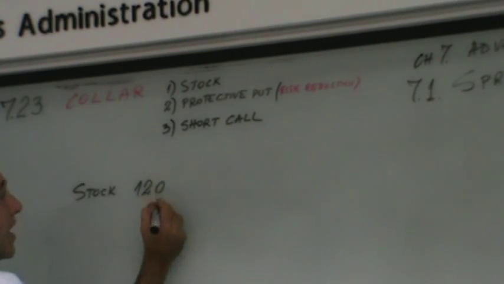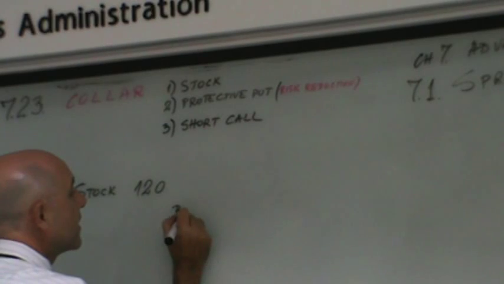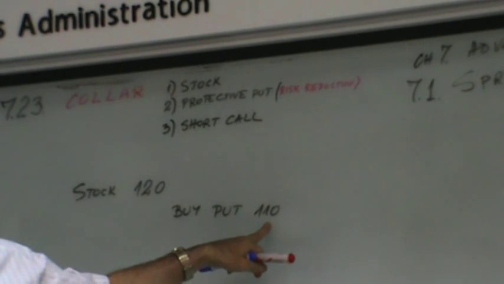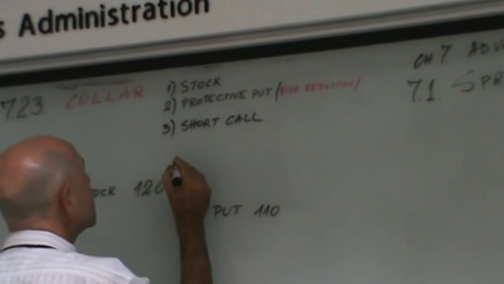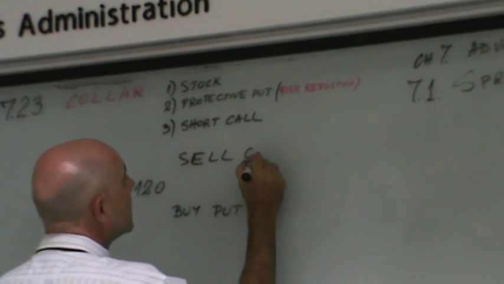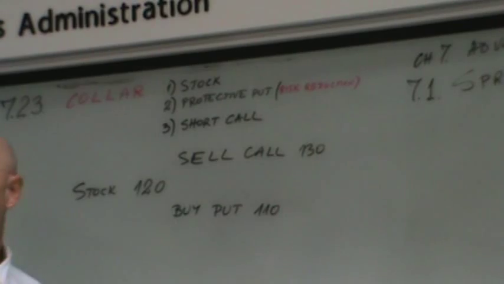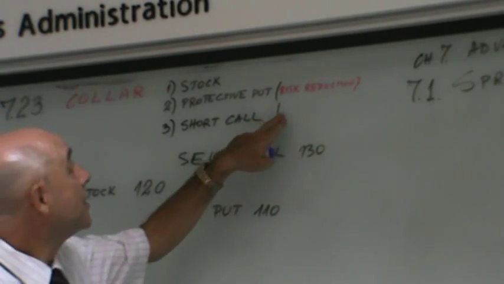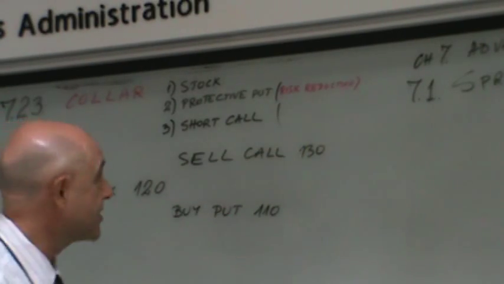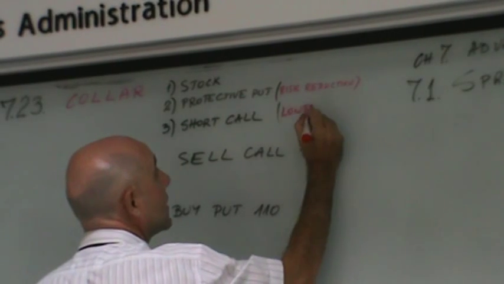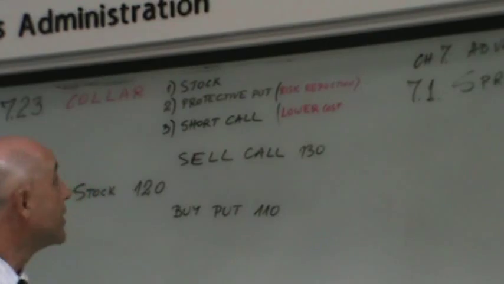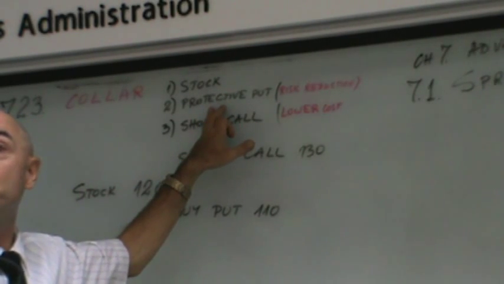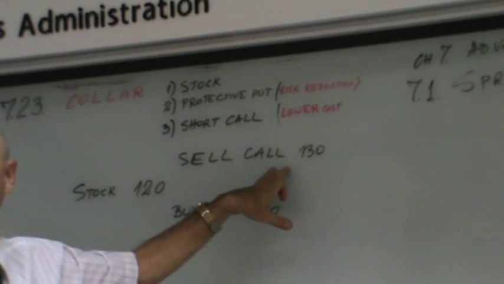Stock is 120, okay? You're gonna say buy put at 110. So below 110 you are protected. And then at the same time you're gonna say sell call at 130. Okay? So the function of selling the call will lower the cost. So you sell the call, you're gonna get some money back. So maybe you buy the protective put for $10 and you're gonna sell the call for $9.